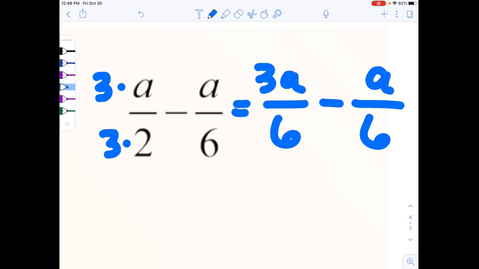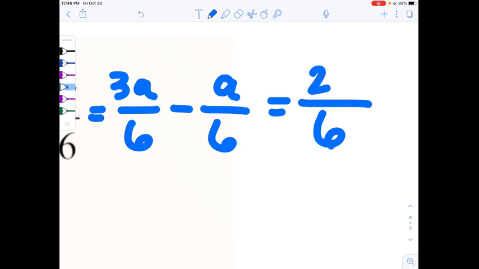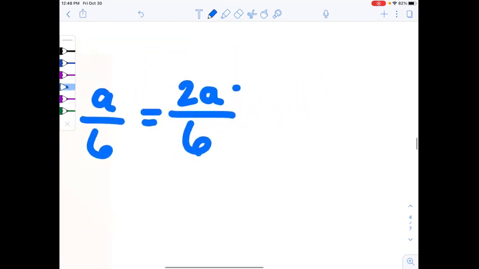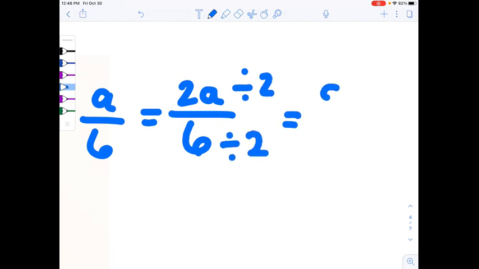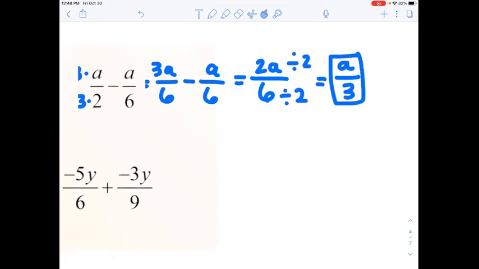3 times a is 3a. Then I can just subtract the numerators and keep the denominator. 3a take away 1a leaves me with 2a. Then I just have to simplify. I can divide both by 2, and I'm left with a over 3. And there's my answer.